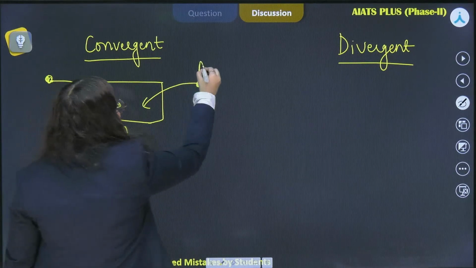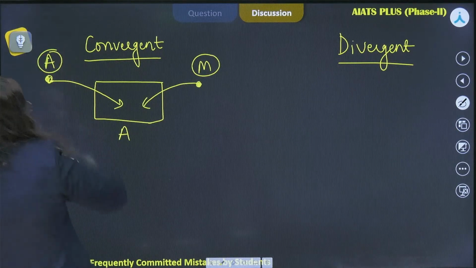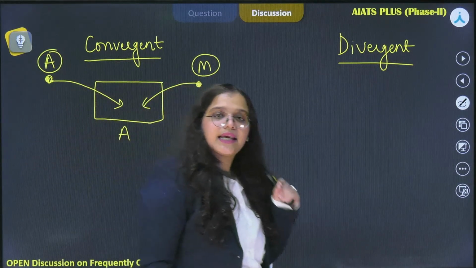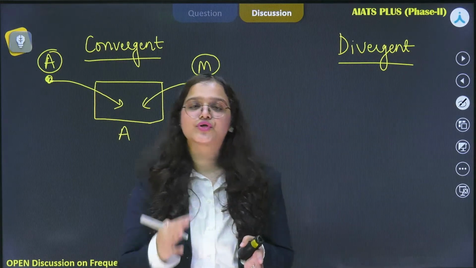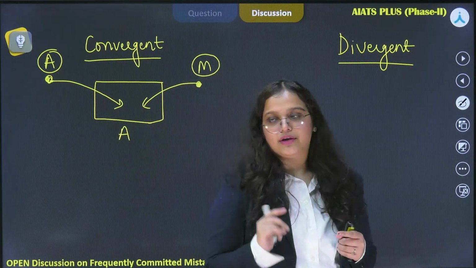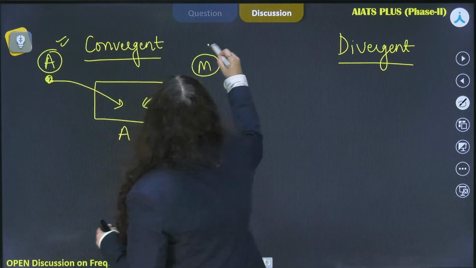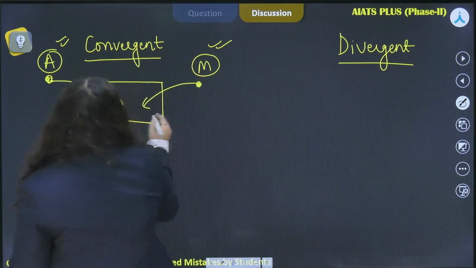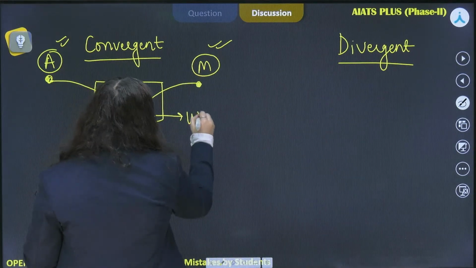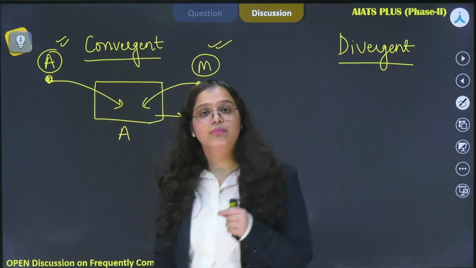Here it is a mammal, whereas here it is an insect. Both of them came to a place A where they faced a similar challenge and they were supposed to live in air. So what this arthropod and this mammal will do, they will develop wings for that. Both of them developed wings just for better survival.